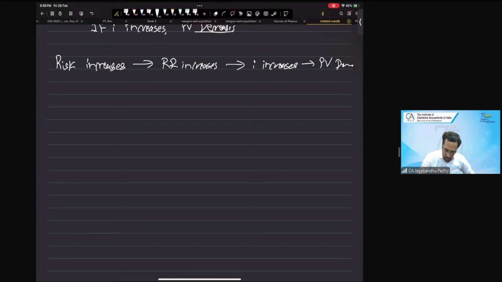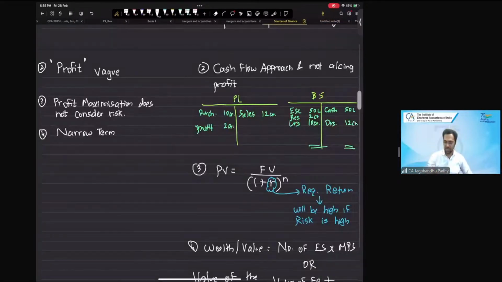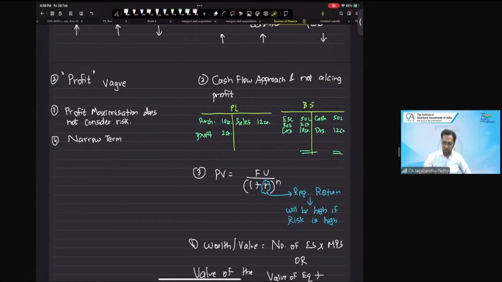Okay. So when we are looking at valuation and wealth maximization, we are essentially incorporating risk in our calculation, because if it's high risk, the rate of return will be higher. If the rate of return is higher, the present value will be lower. Right? So we are definitely involving risk in the wealth maximization objective, but we are not looking at it in the profit maximization objective. That's where wealth maximization has an upper edge compared to the other aspect.